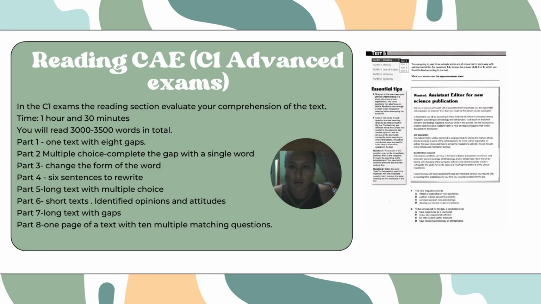Thank you. Reading CAE, C1 Advanced Exam. In the C1 exam, the reading section evaluates your comprehension of the text. Time: 1 hour and 30 minutes. You will read between 3,000 and 3,500 words in total. Part 1, a text with 8 gaps.